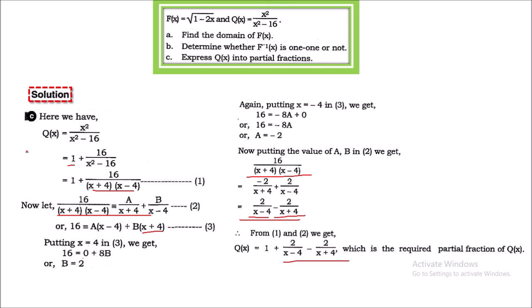If you don't understand how I am breaking this like this, you can write the x plus 4 into x minus 4 here, and from that straight away you can write 1 plus a by x plus 4 plus b by x minus 4. From that you can also find the answer, and that will also be the correct answer. So I don't think it will be very complex for you, and you will understand.